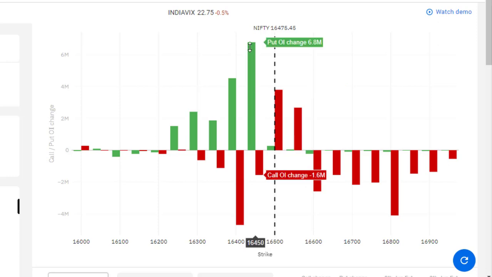At the same time, over here you can see at 16,450 the market was very bullish, and there was a lot of put writing happening. So from this level onward, the market could have been quite bullish.